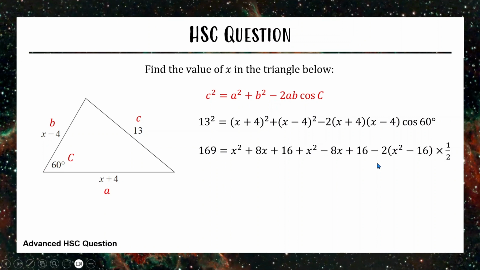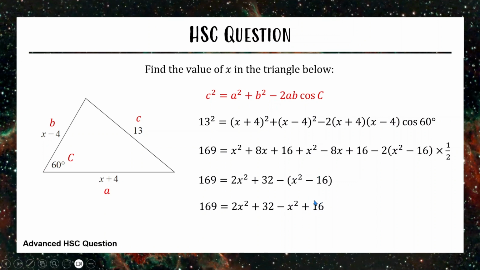Okay, so I'm simplifying now. We have the x squared plus the x squared becomes 2x squared. We have 16 plus 16 is 32. The 8x take away the 8x is nothing, so the x terms are gone. The 2 and the half, like I said, are simplifying into a 1, but I'm still keeping the negative there just to remind myself that I've got to apply it to both terms inside the bracket, which is x squared minus 16. So when I expand that now, I get a negative x squared and I get a negative 16, which is positive 16.